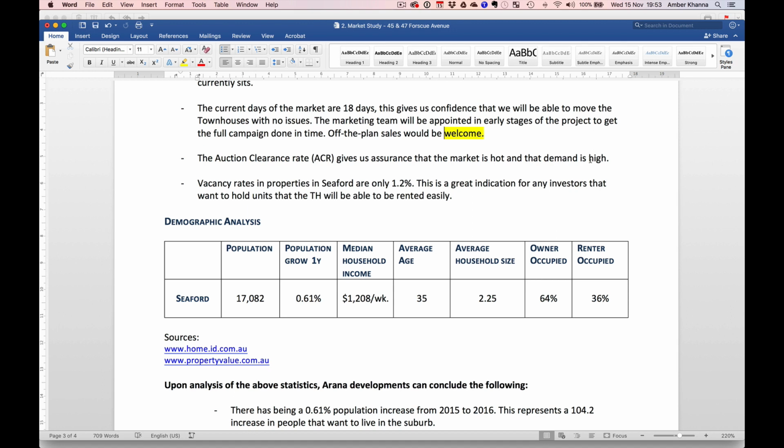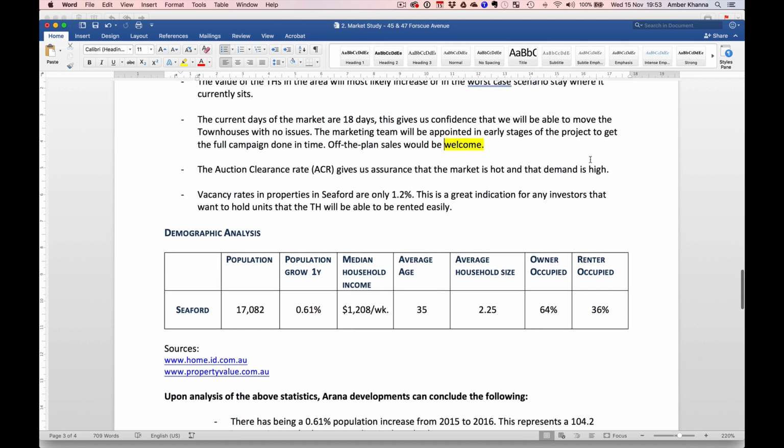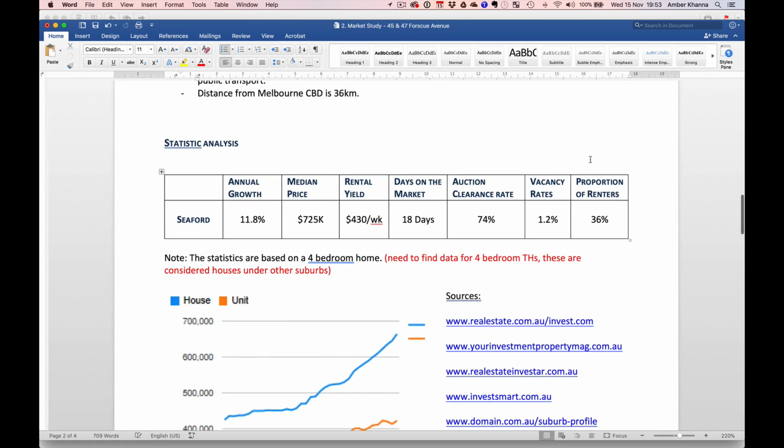So you've got median average population growth in the last year of 0.16. Seaford is a hot area, I know that, and annual growth has been 11.8%. Great. Auction clearance rate is great.